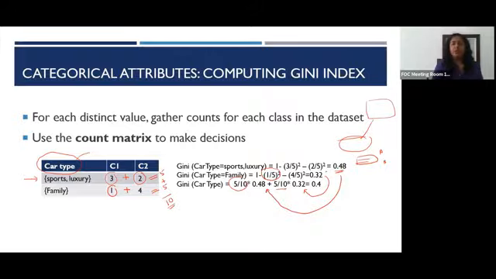Anything you want to note down, note down. Is that clear to you? Right, good. All right, let's look at an example.